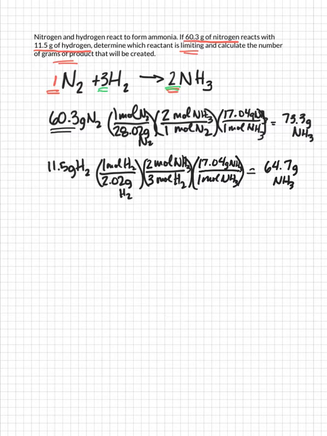I've got to compare my 2 values. So if I use up all my nitrogen, I get this much, 73.3. If I use up all of my hydrogen, I get this much, 64.7. And so I know that this is how much is actually going to be made. This 64.7. How do I know this? Because once I get to 64.7 grams of ammonia, my hydrogen is all used up. My hydrogen is going to limit, this is my limiting reactant.